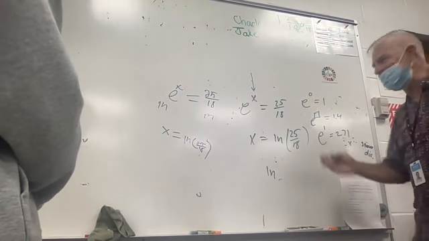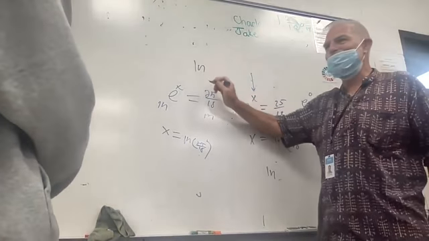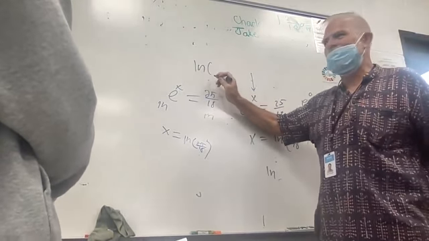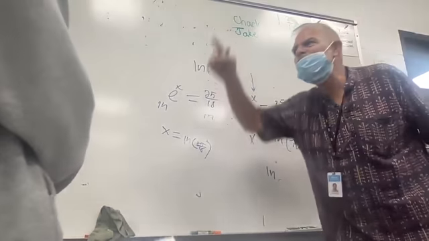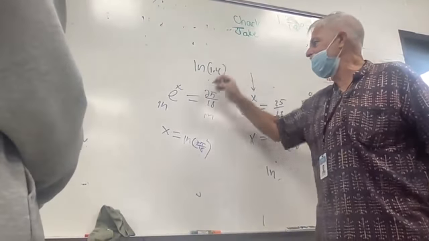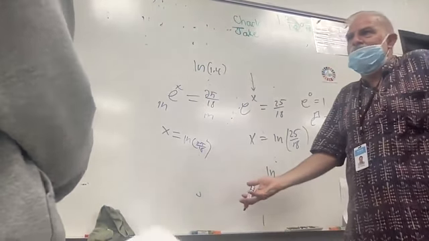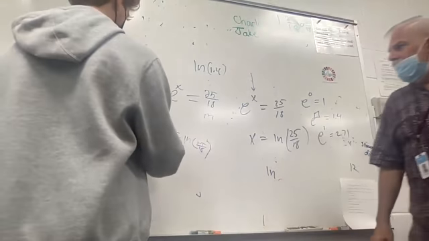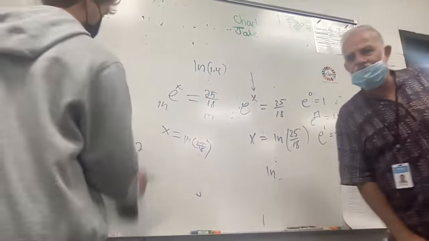Or you can type it in Google. All you have to do is that, and it's going to tell you what you put on top of e to get 1.4. You're done with this problem. Go to the next one.